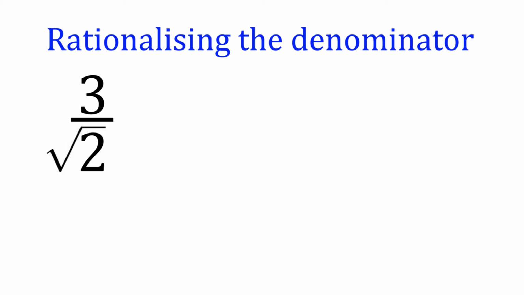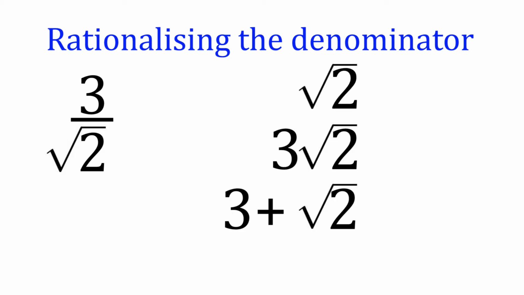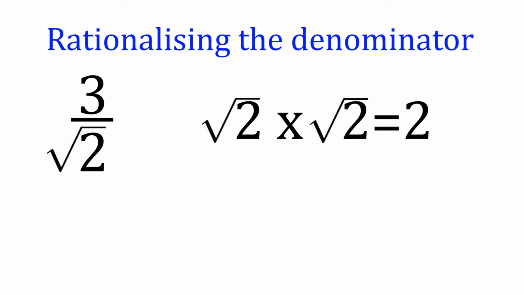The questions that you will most likely be presented with are questions involving a single surd or a mixed surd, or an expression involving a surd and a number. There are two main principles used in rationalizing the denominator. The first principle is that if you multiply a square root by itself, you'll be left with a number. So that principle is used in removing the square root.